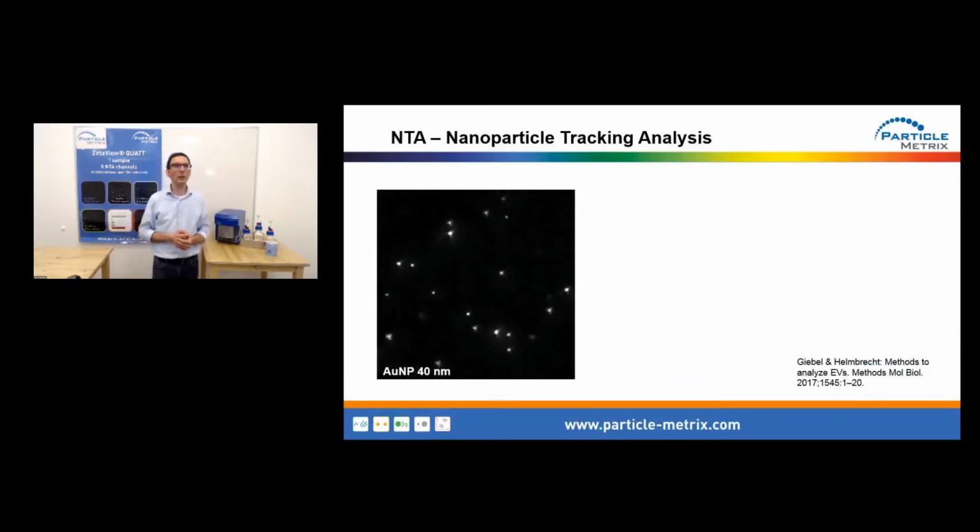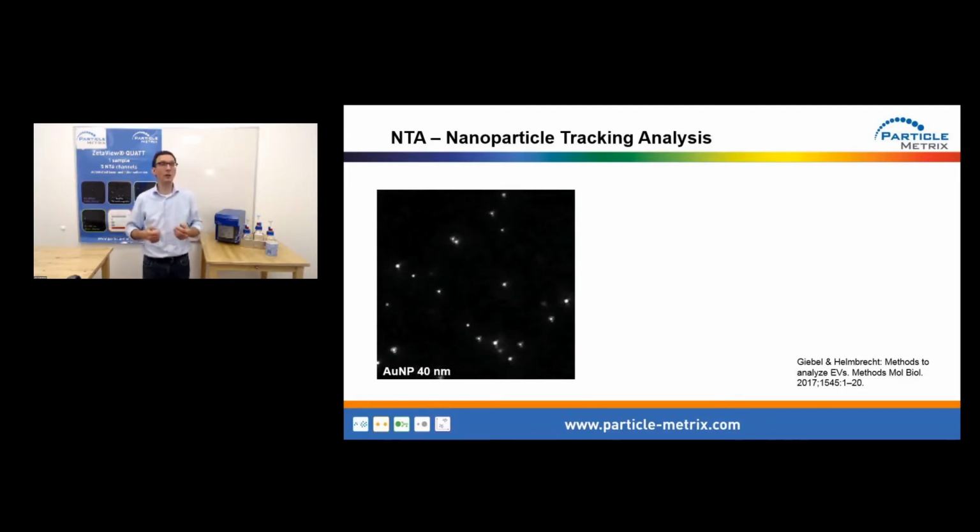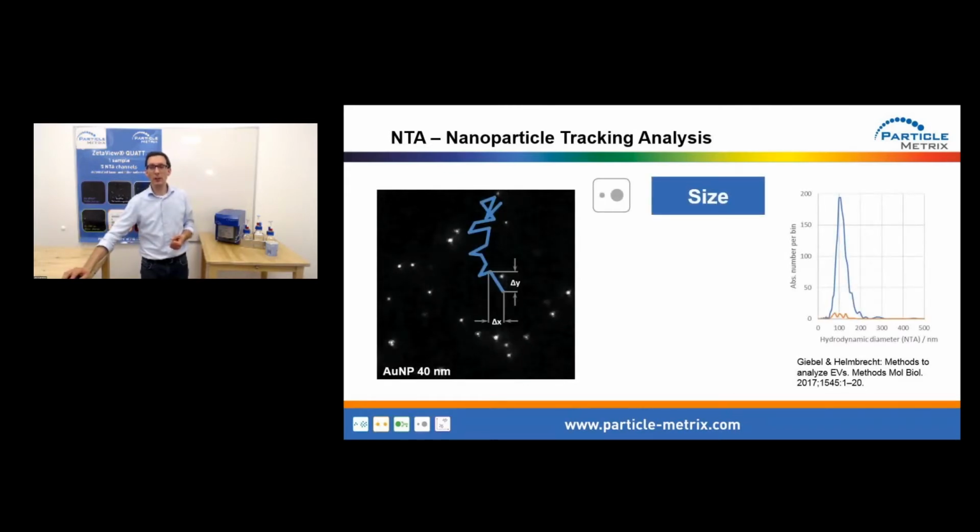So that's a typical video with nanoparticles, which are very busy in water. So you see the Brownian motion. That's the heart of nanoparticle tracking analysis. So you capture the Brownian motion and you numerize that. So this was actually the birth of nanoparticle tracking analysis, size and concentration measurements, Particle Metrics.